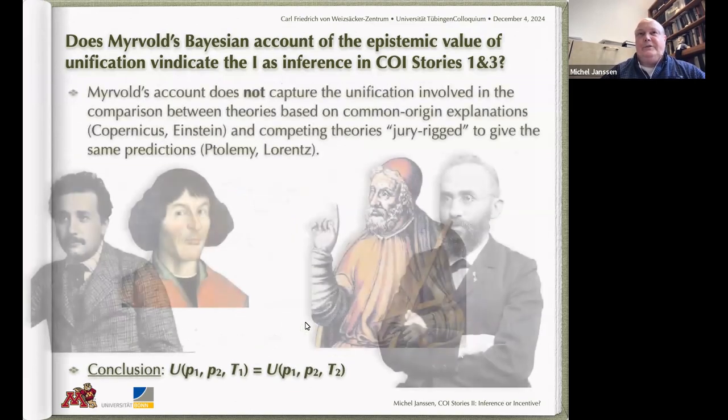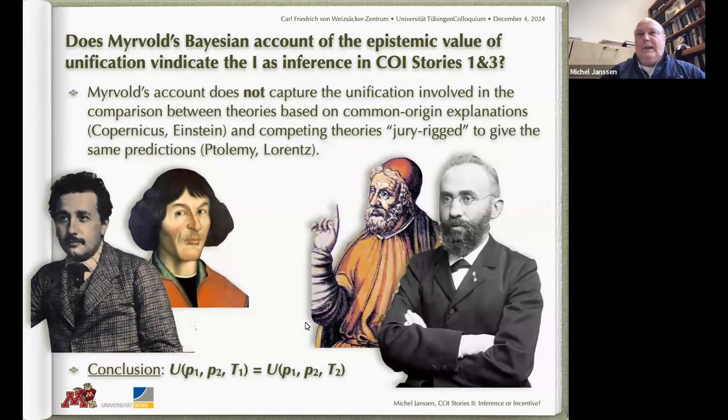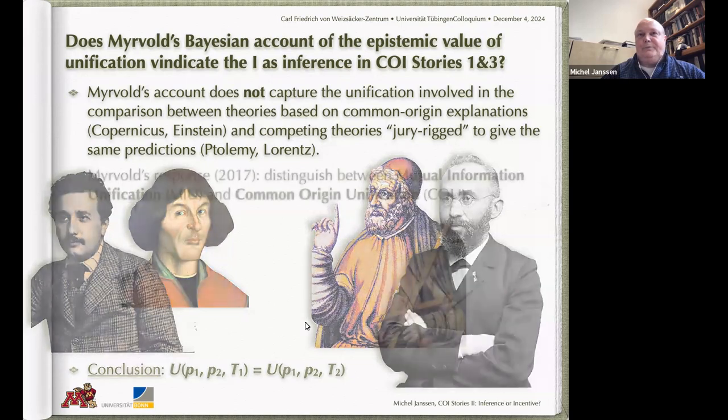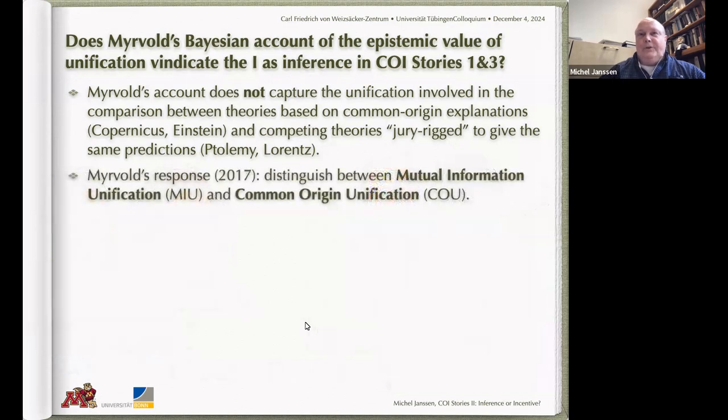And this is essentially the criticism that Mark Lange, or one of the criticisms that Mark Lange, made. If you have a case of a theory that explains and a theory jury-rigged to give the same prediction, this account does not distinguish between these two things. So Myrvold's response now was to distinguish two senses of unification. He distinguished between mutual information unification, that's what his Bayesian thing captures, and common origin unification, COU, which is the thing I was talking about.